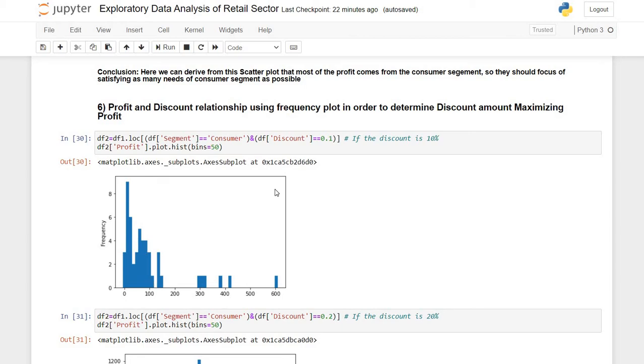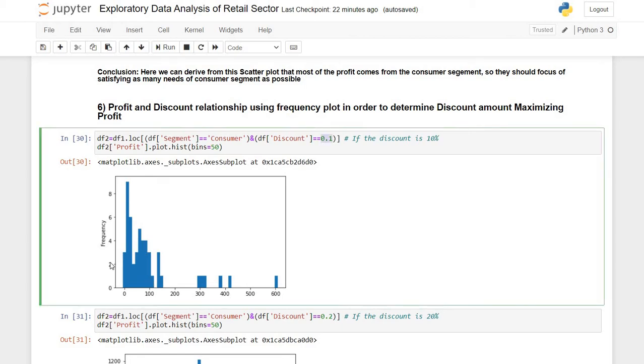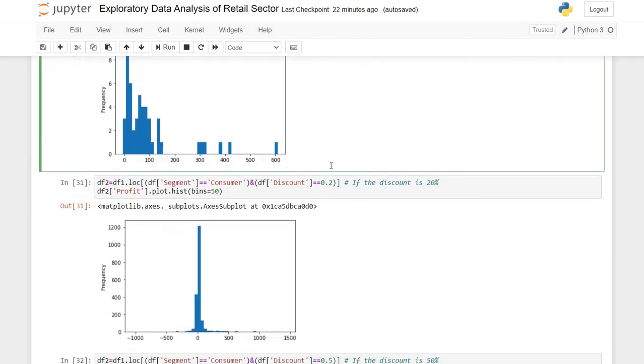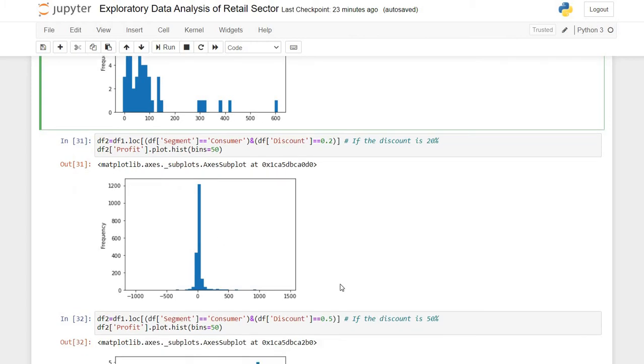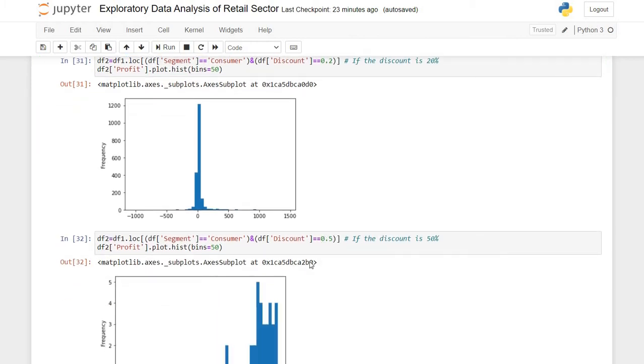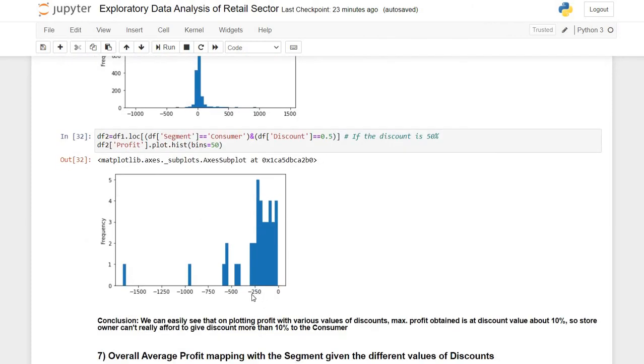If the discount is 0.1, then the frequency of profit is relatively high. Now, if the discount is 0.2, like if there is a 20% discount on particular items of the consumer segment, then the frequency of profit generated is very low, and there are only a few instances of high profit in that case. And if the discount is 50%, then there will be no profit, or there will be negative profit, and so the store owner may go on a loss.